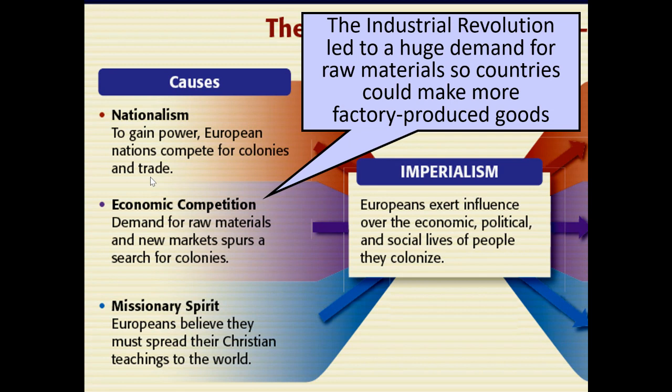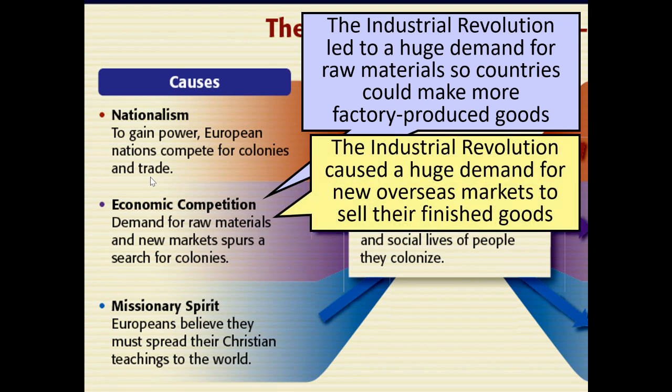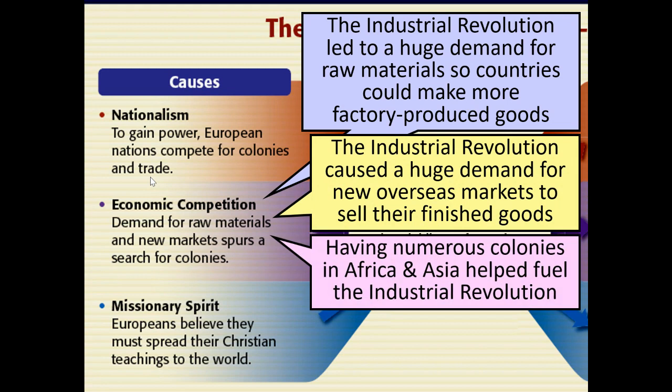Second reason, the Industrial Revolution. It's going to lead to a demand for raw materials. Remember, in the Industrial Revolution, countries needed materials to make processed goods, to make factory goods. They also needed a place to sell those goods. So people in England, let's say they're making some type of product, and everybody in England has already bought that product. Now the factories are going to look to sell it to countries in Africa and Asia. And so that's really going to help fuel and propel the Industrial Revolution.